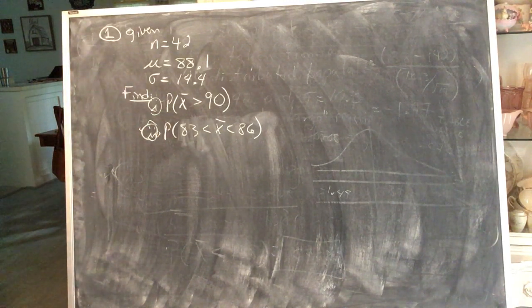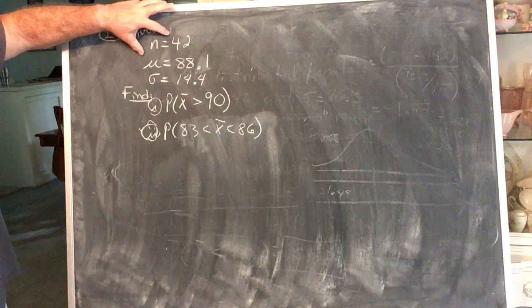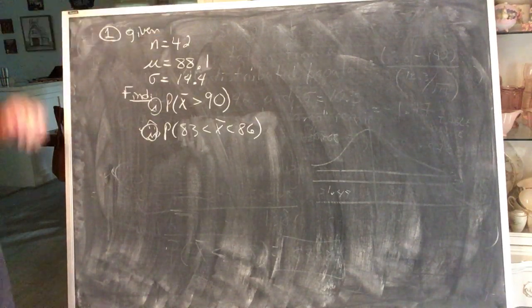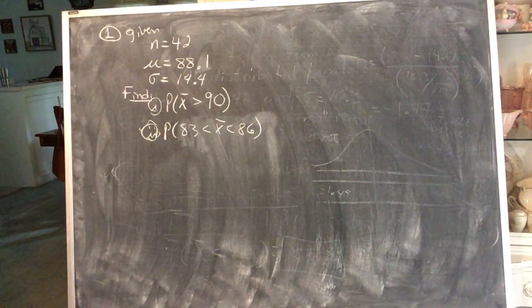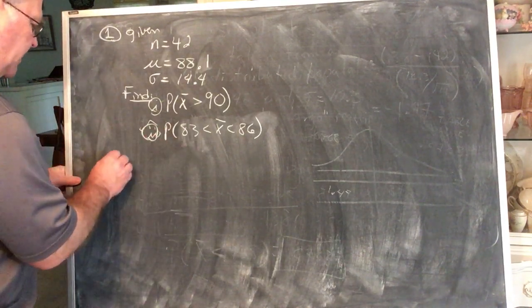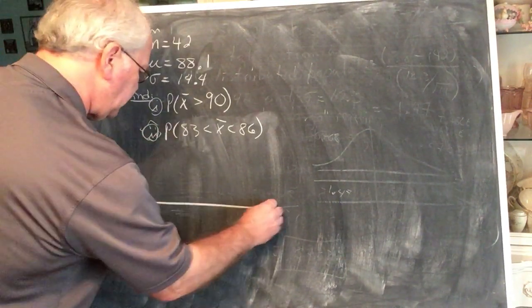between 83 and 86. And so because the sample size is sufficiently large, we have met the requirement for the central limit theorem, and so we may use the normal curve to find this. And so we'll do each in turn.